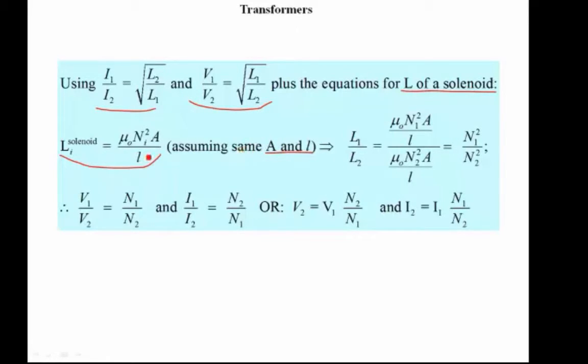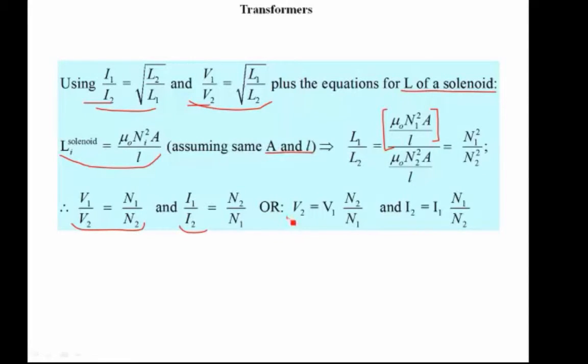Given this general equation, we can put in 1 and 2. So here's our L1, L2, and that's going to be equal to, here's L1, so all we have is this 1 here. Here's L2, so we have the 2 here. All but the N's cancel out. So this ratio here is N1 squared over N2 squared. So if we go back to our expressions for the ratios of the currents and the voltages, we can see that V1 to V2 is equal to N1 over N2, and the currents are reversed. It's N2 over N1 for I1 and I2.